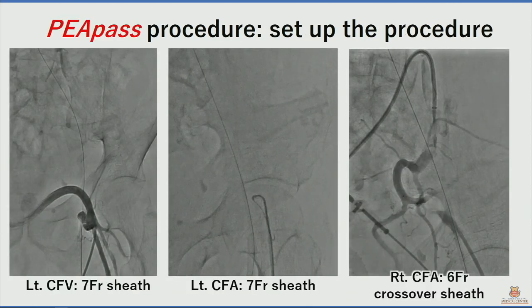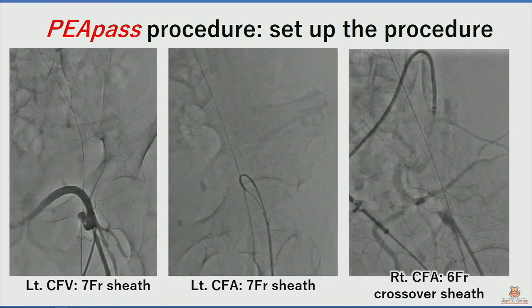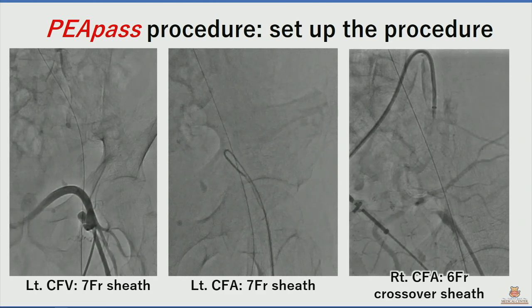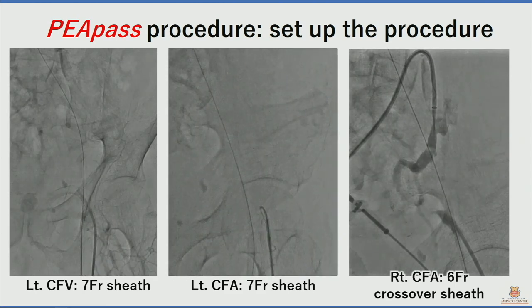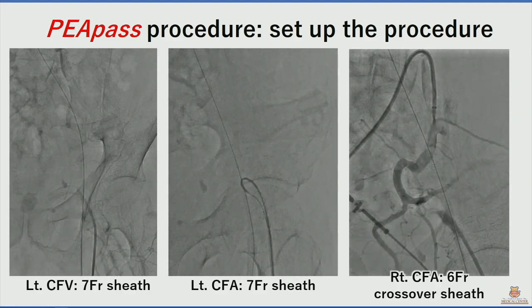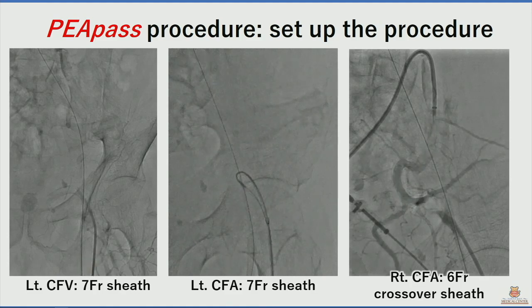Okay, anyway, let's go. So we inserted 7 French sheaths from the left common femoral vein and the left common femoral artery, and 6 French crossover dedicated sheaths were also inserted from the right common femoral artery. Here you can clearly see the occluded, ligated iliac arteries.